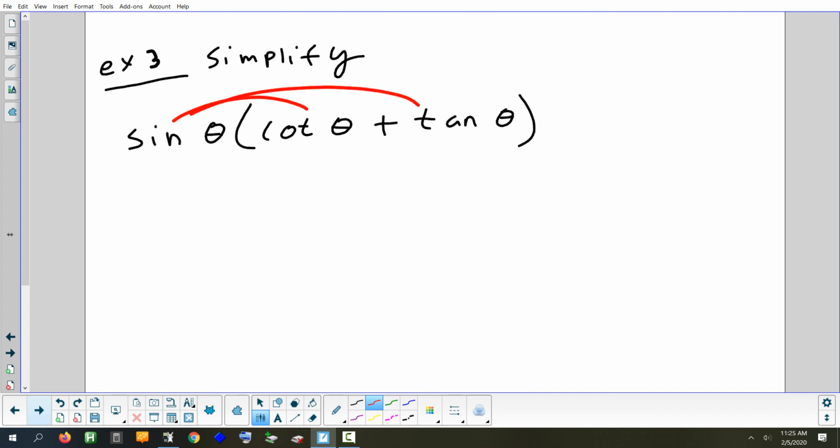Now, you might then say, well, shouldn't we change to sines and cosines? Because you taught us that too. You're going to have to do both. You're going to have to change that to sines and cosines, and you're going to have to distribute. What order you do that in doesn't matter. So I'm going to distribute first. So when I distribute, all I have is sine times cotangent. It's the first part. And the second part, bring down my plus, sine times tangent.